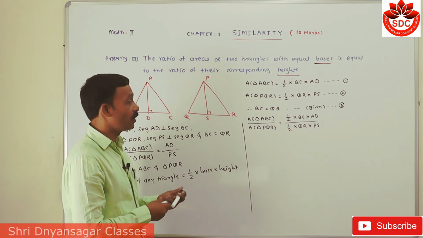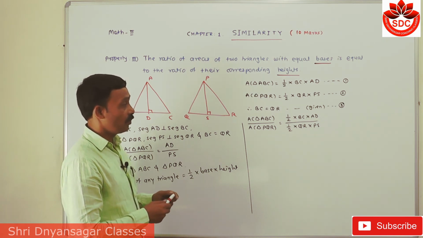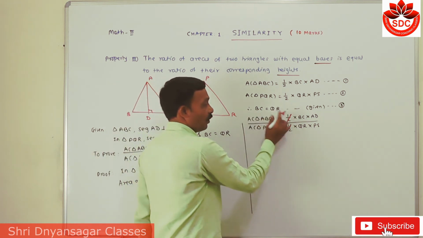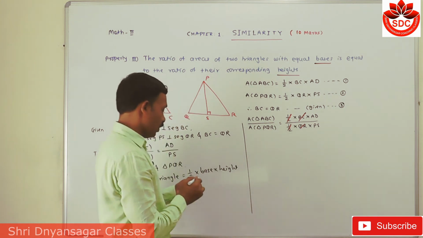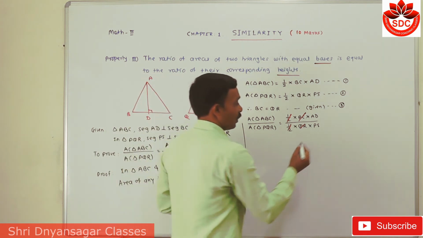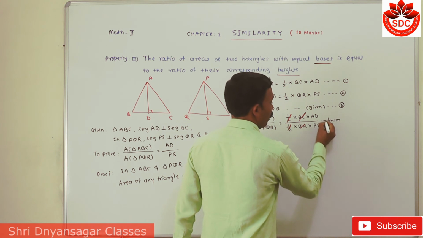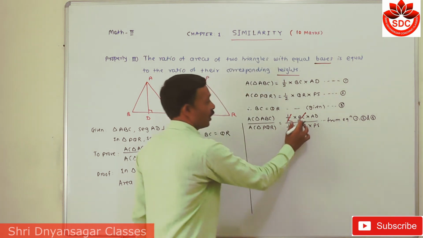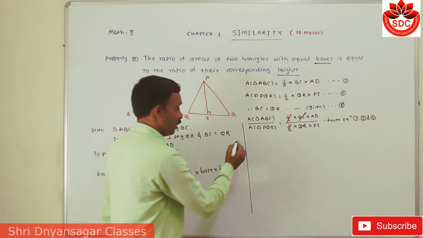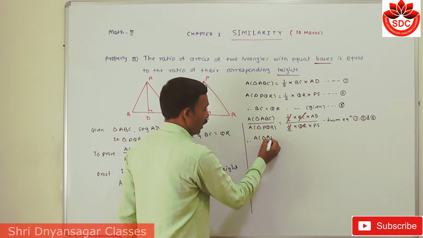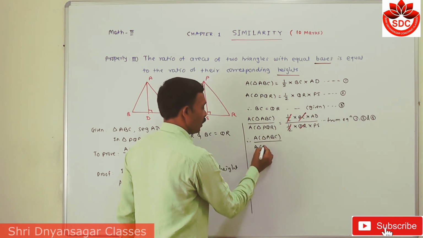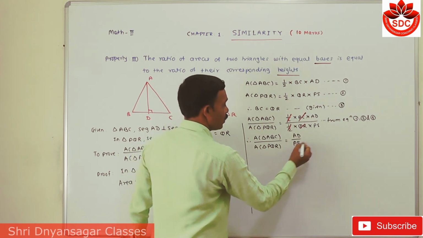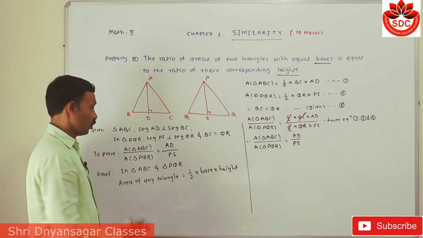Now student, we observe third also. When we observe third, the half gets cancelled, and BC and QR are also equal, so they get cancelled. So by using equation first, second and third, these two get cancelled. Then what is remaining? Therefore, area of triangle ABC upon area of triangle PQR is equal to AD upon PS. Now, hence our proof is true.